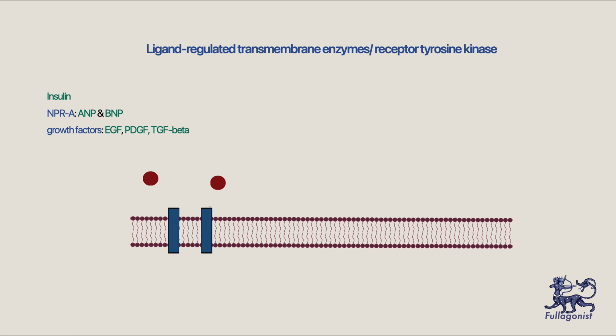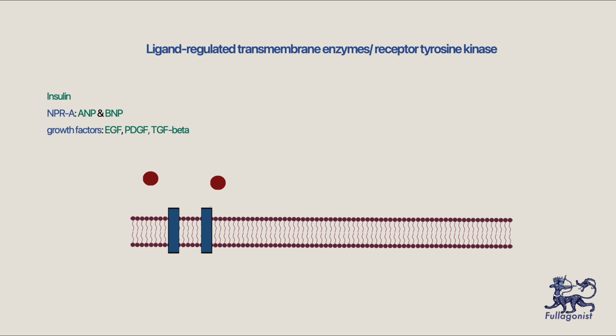Receptor tyrosine kinases are ligand-regulated transmembrane enzymes. Examples are insulin receptor and natriuretic peptide receptor A. It's a receptor for the atrial natriuretic peptide, also known as ANP, and brain natriuretic peptide, also known as BNP. Growth factors like EGF, PDGF, and TGF-beta work this way.